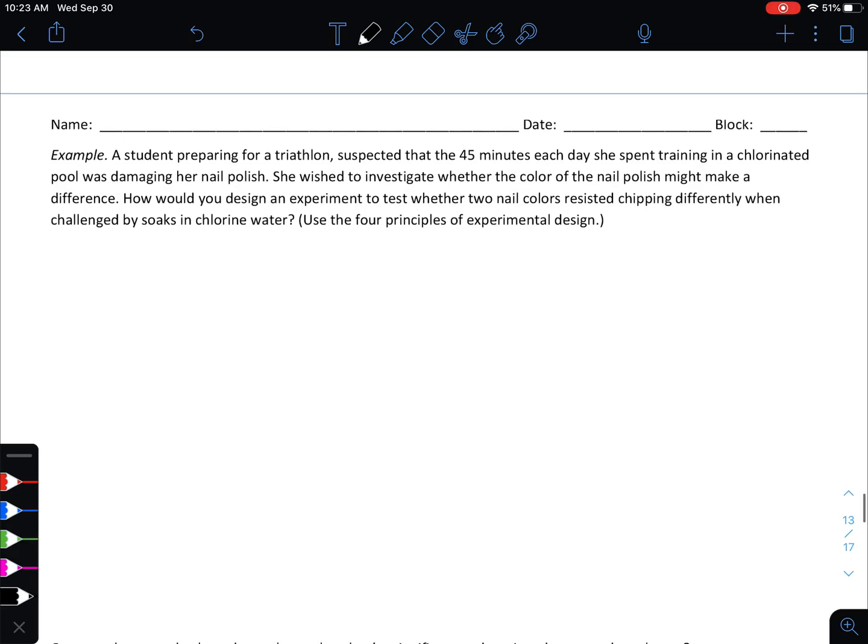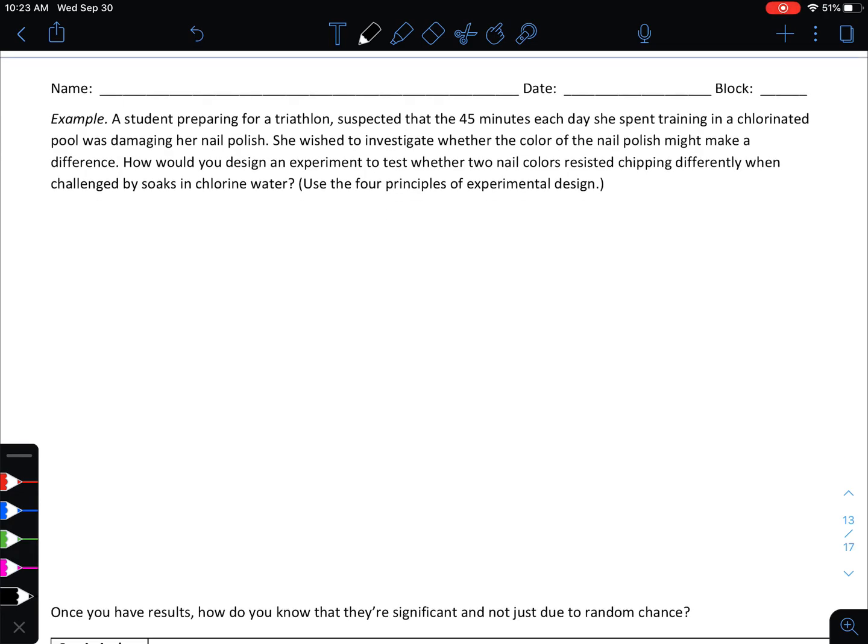Tell you what, let's take a look at an example. So we've got a student who's preparing for a triathlon. She suspected that the 45 minutes each day that she spent training in a chlorinated pool was going to damage her nail polish, which if this was my wife, definitely she would be concerned about it. So she wished to investigate whether the color of nail polish might make a difference in how well it stayed on. So how would you design an experiment to test whether or not two nail colors resisted chipping differently when challenged by soaks in chlorine water?